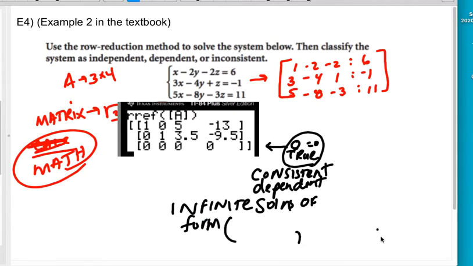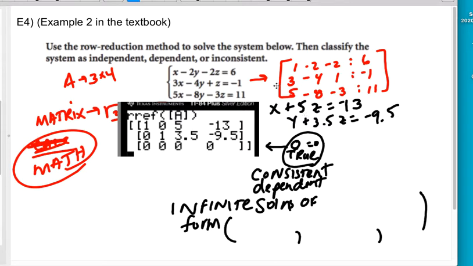We're going to leave 3 spots for x, y, and z. Currently we have 2 other equations: x plus 5z equals negative 13, and y plus 3.5z equals negative 9.5. What I want you to notice is that both of these equations are in terms of z.